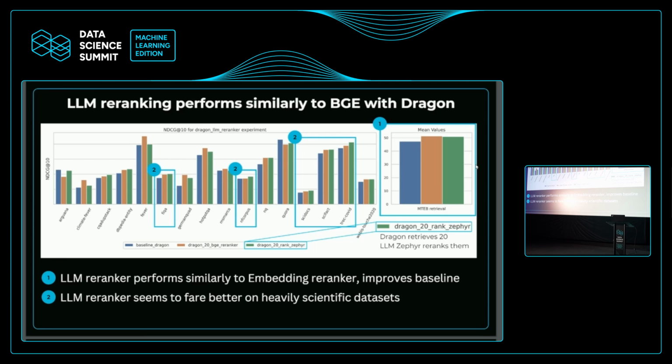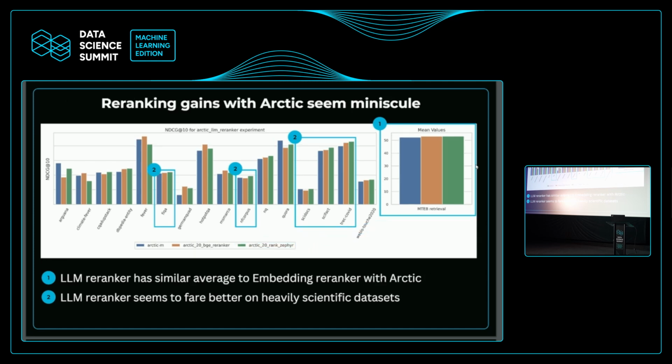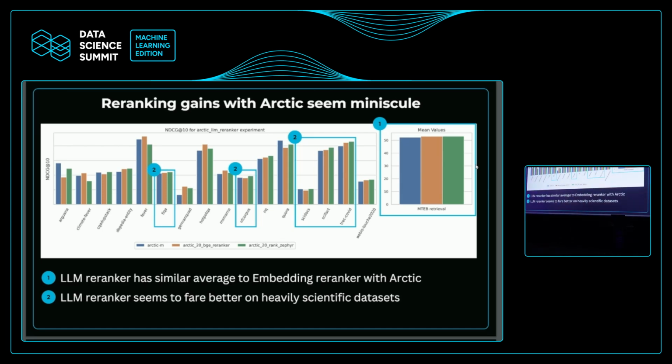However, what we can actually notice is that on the very scientific data sets, all the boxes labeled number 2, the LLM re-ranker, so the green bar, is actually performing a lot better or consistently better than the BGE re-ranker. So it might be the case that there is some semantic knowledge in this LLM re-ranker that is actually useful in that case. And a very similar fact holds for the Arctic retriever, where we can see that on average both of the re-rankers actually give the same score. However, on the scientific data sets, the green bar, which is the rank Zephyr, performs the best.